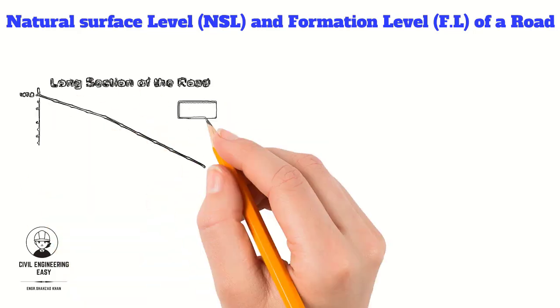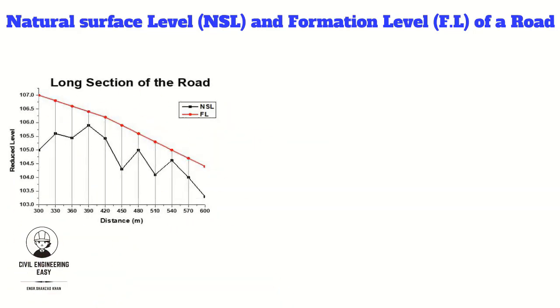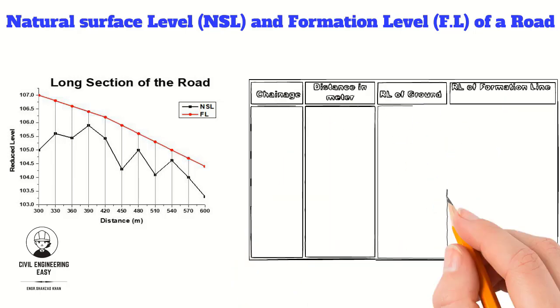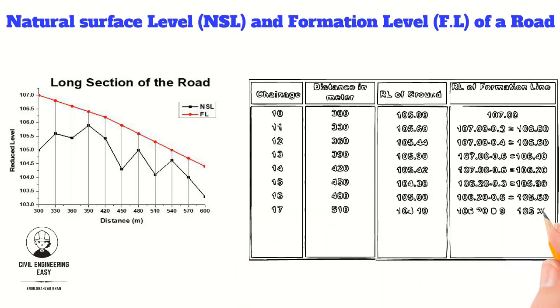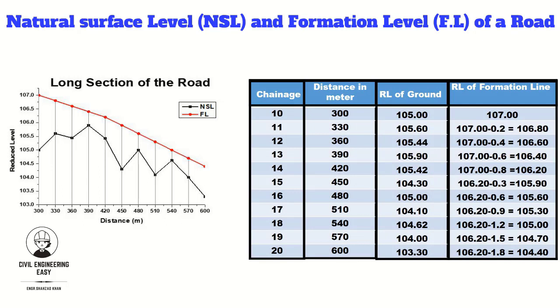In the last video, we plotted the road profile and discussed the natural surface level. Then we learned how to find the reduced level of the formation line of a road from the gradient. And finally, we plotted the profile of the road in Excel. The link of part 1 is given in the description.